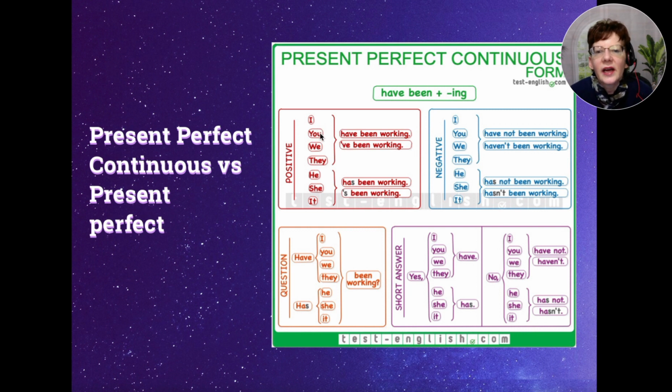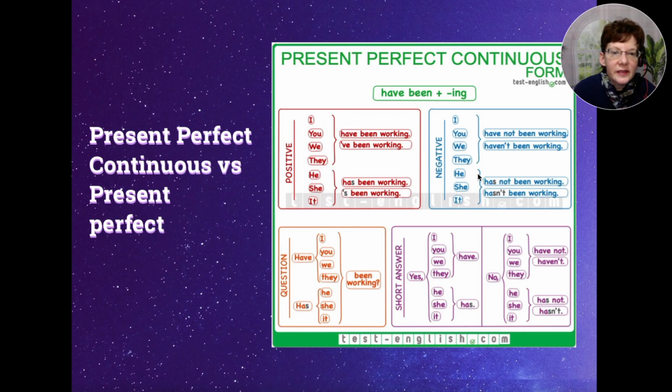This is for I, you, we, they. And then for he, she, and it, third person, we use has been plus the verb, has been working, and then the contraction is just apostrophe s. He has been working. He's been working.